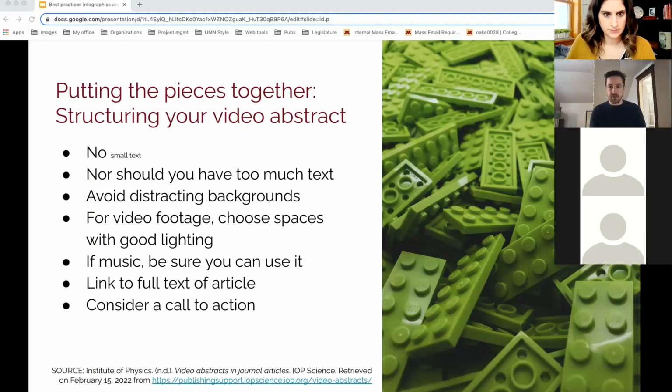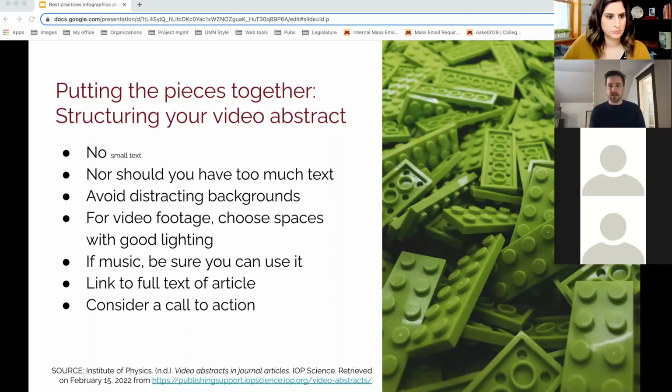Be sure any music you use to underlay the video is free to use in order to avoid copyright infringement. We'll talk about some music sites that you can look at if you want to include music in your video abstract. Avoid distracting backgrounds and choose spaces with good lighting if you're going to be actually filming some video footage.